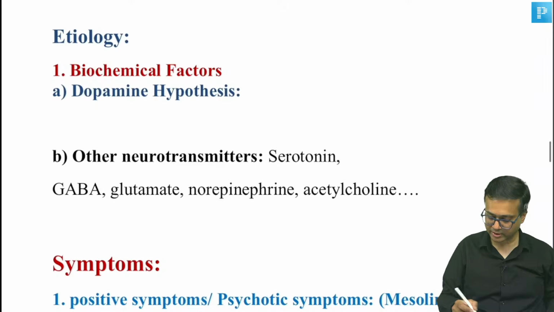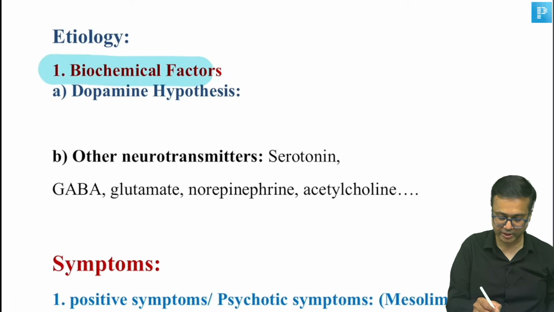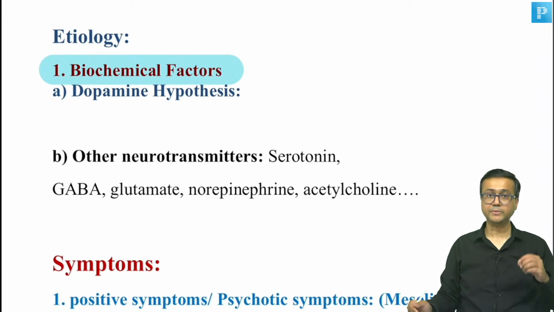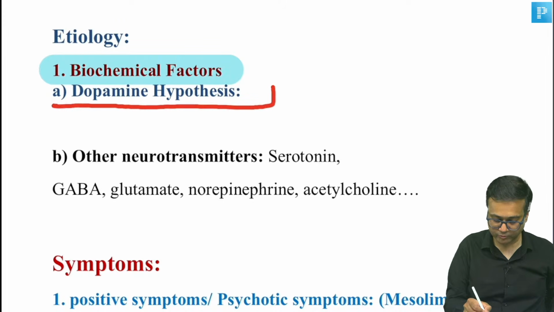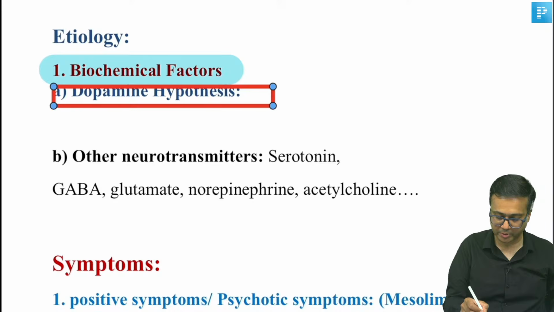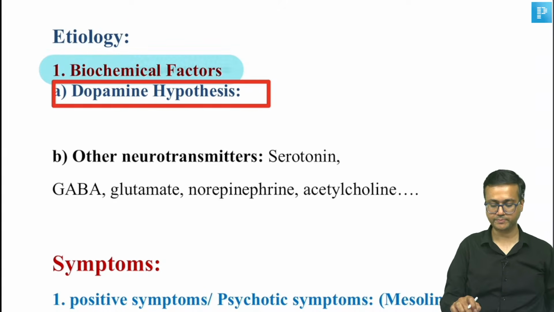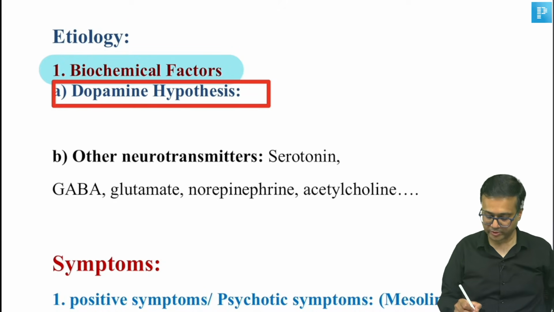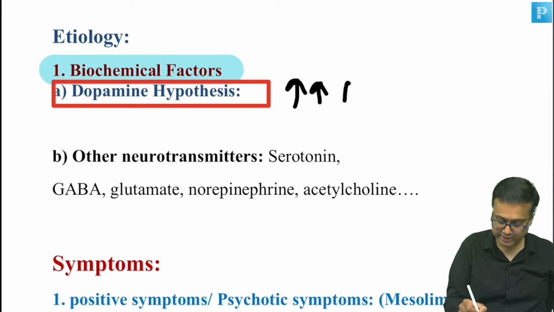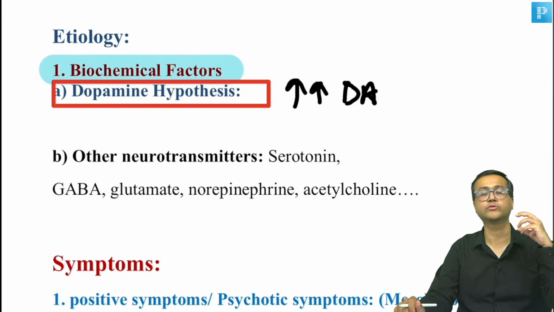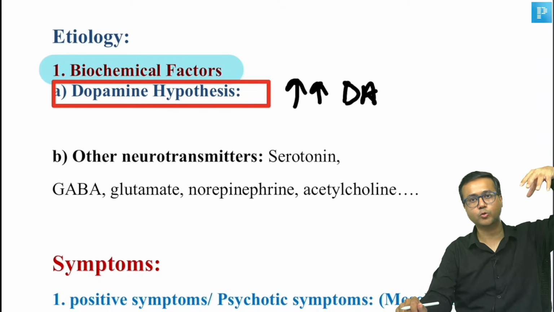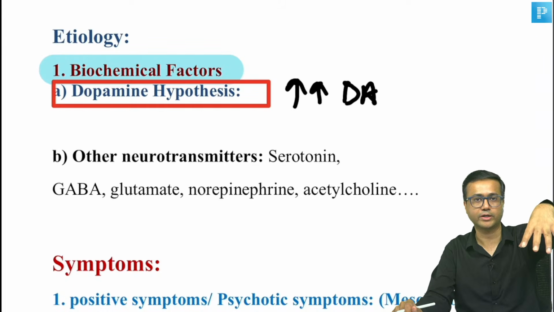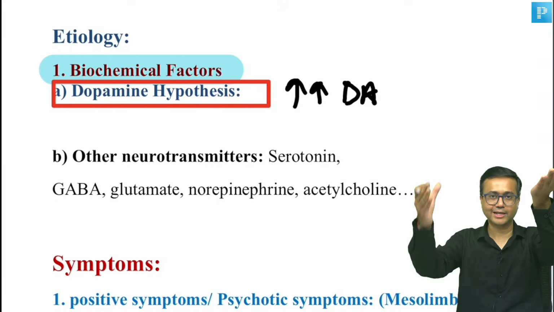In the etiology, one very important cause in schizophrenia, beta, is the biochemical factors. And one important neurotransmitter involved in schizophrenia is dopamine. In fact, it's an old hypothesis. Earlier it was believed, beta, that there is an increase in dopamine in the brain of the patient who develops schizophrenia. Always correlate this with the mechanism of action of drugs. We are saying that dopamine is increased, so antipsychotics were developed.